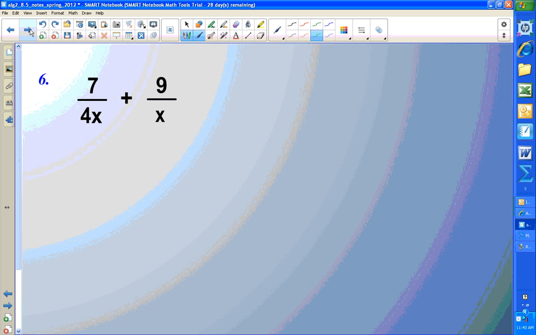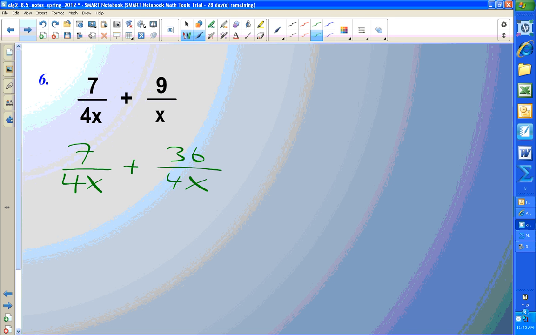So now we do it with variables. What's the LCD going to be? 4. No, 4x. You have to have every factor you see to the highest power available. We have 4's and x's. Here's another x. We just have 4's and x's. What do we do to 4x to get 4x? Nothing. So don't do anything to the top. What do you multiply x by to get 4x? 4. Multiply the top by 4.